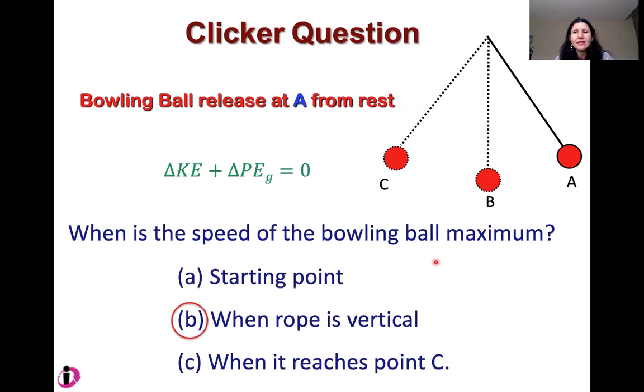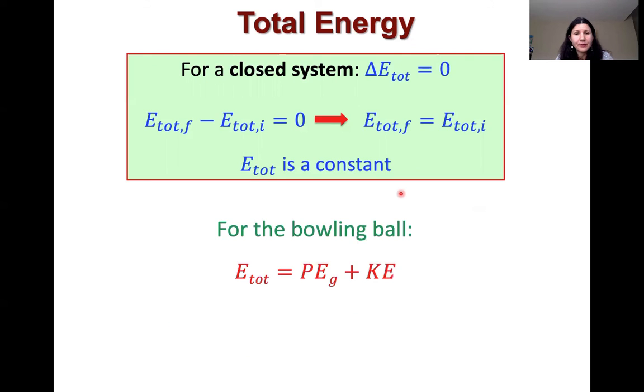Of course, from everyday experience, we know that if we let this bowling ball swing, eventually it will stop. And why does it stop? Well, that has to do with friction. So we're not quite getting there yet. For now, we're just assuming in the short interval, all this energy is conserved. So it's a closed system.